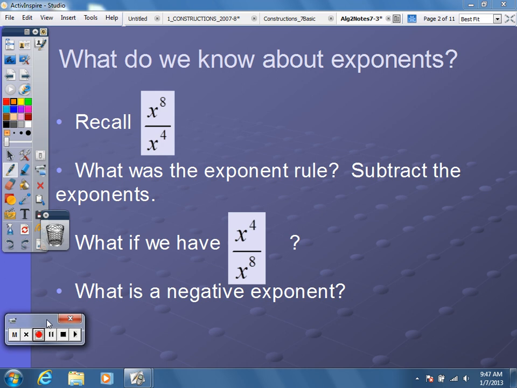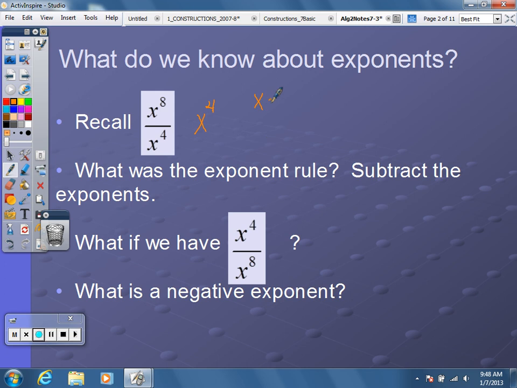Okay, what do we know about exponents? We discovered all the exponent rules in the last section here. So basically what we're going to do here is talk about negative exponents in the same way. Remember when you have x to the 8th over x to the 4th. The rule said to subtract the exponents. If that was the case, we would get x to the 4th because 8 minus 4 is 4.